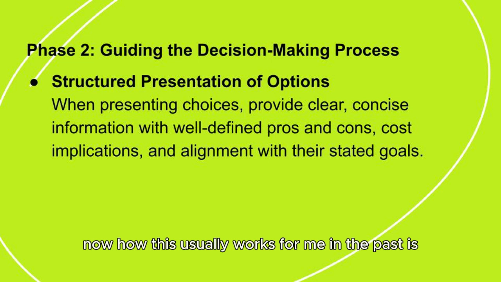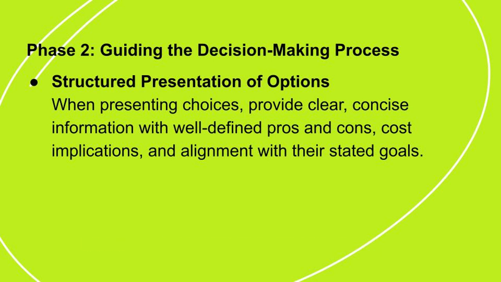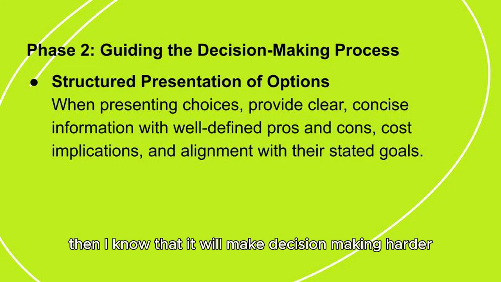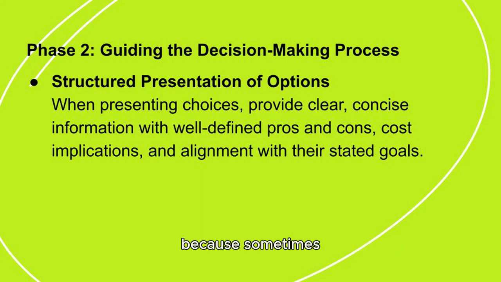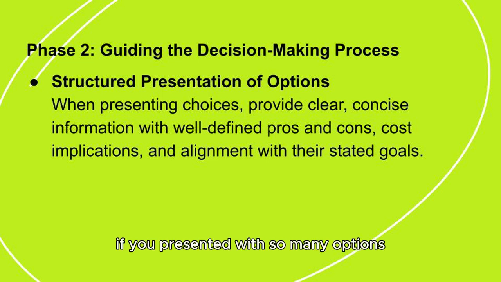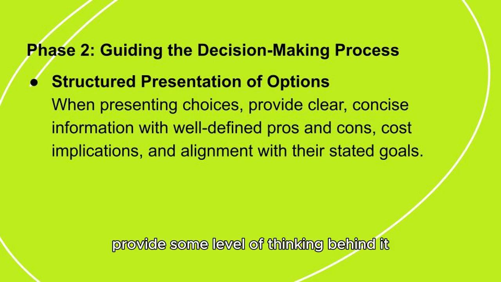How this usually works for me in the past is, for example, if I'm presenting visuals to be approved, if I present more than three options of visuals, then I know that it will make decision making harder, because sometimes people will not be able to make a decision when presented with so many options. So I think it's best to scale it down to 2 to 3 options max, and provide some level of thinking behind it. What are the pros and cons you have?